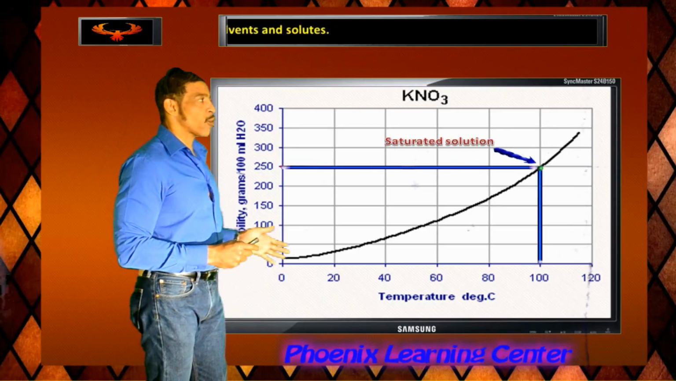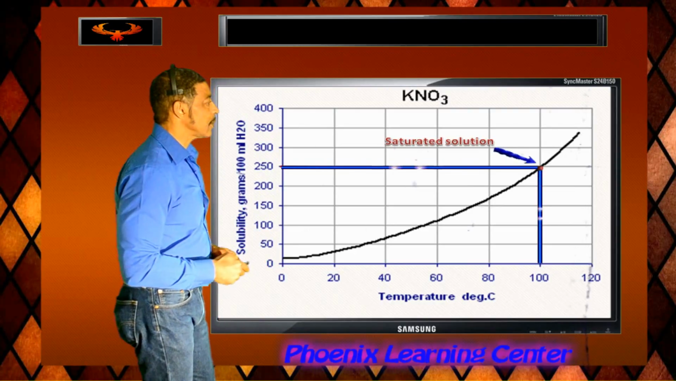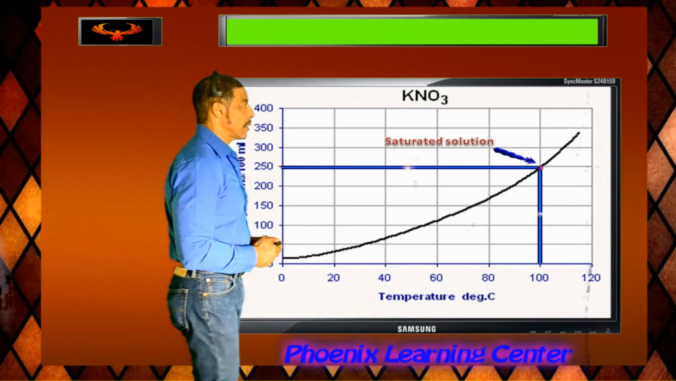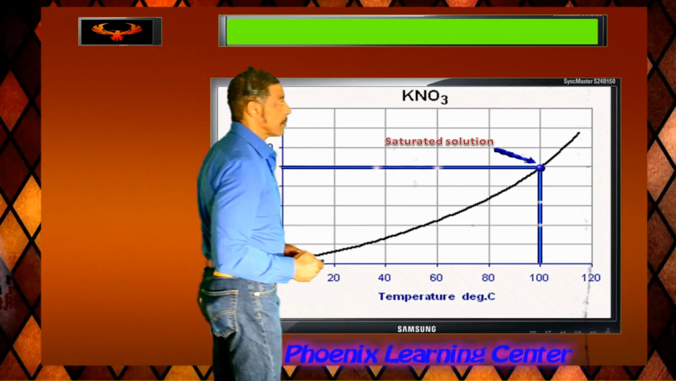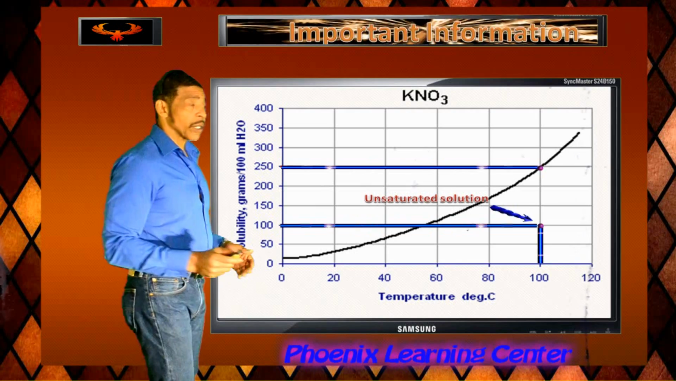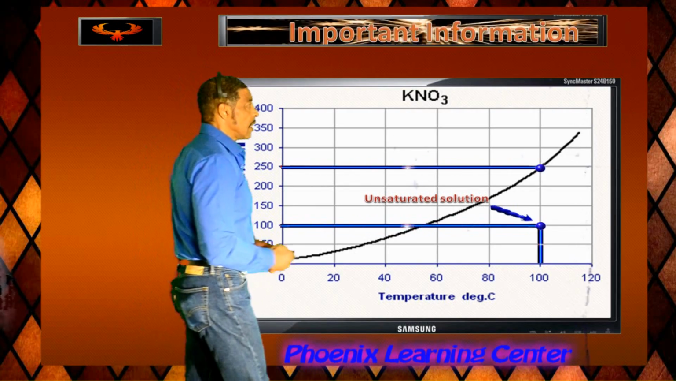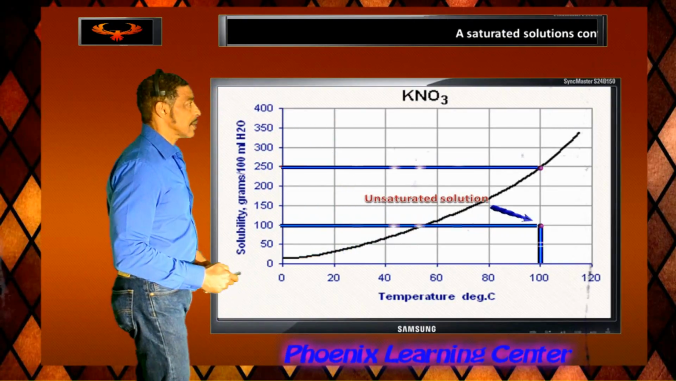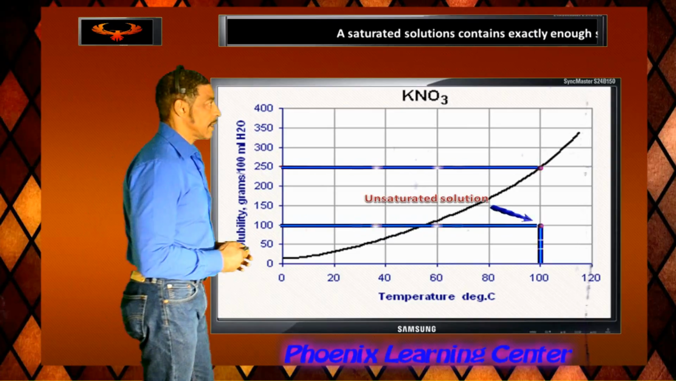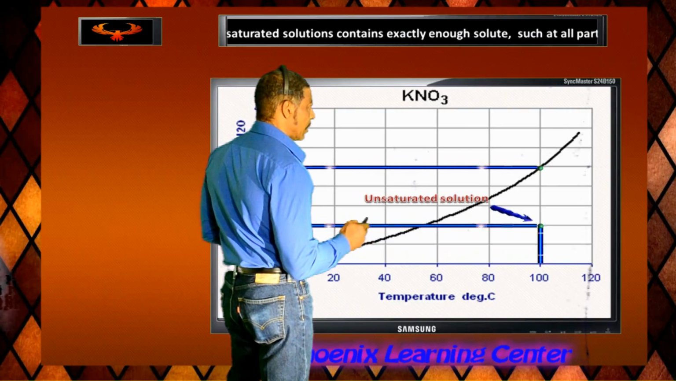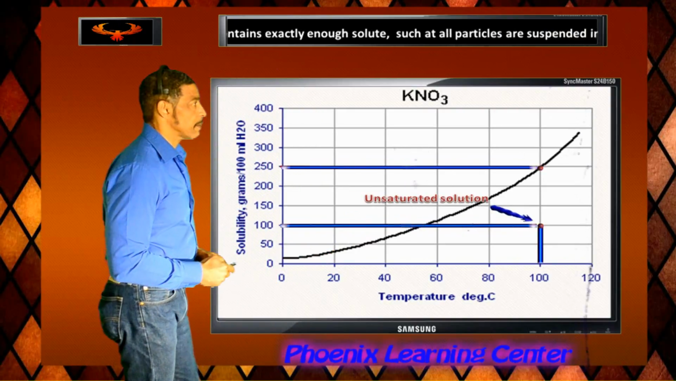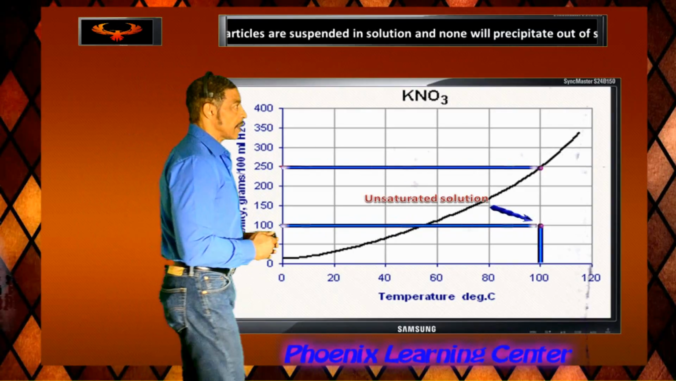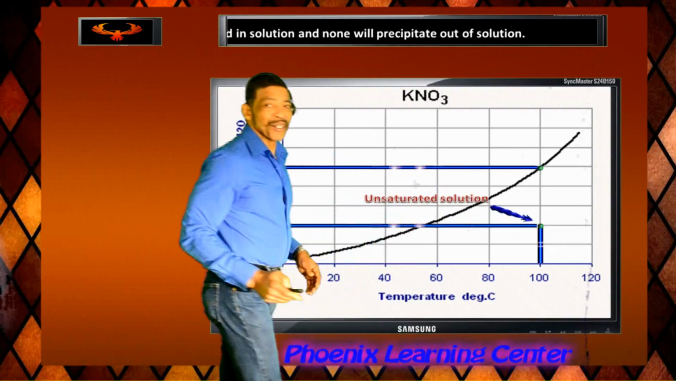This amount of salt will form what is called a saturated solution. A saturated solution contains the maximum amount of salt that can dissolve at a certain temperature. However, if only 100 grams of KNO3 is dissolved, the solution is not called a saturated solution. It is now called an unsaturated solution. An unsaturated solution will contain less than the maximum amount of salt that can dissolve at a certain temperature. For an unsaturated solution, the point on the graph will always be written below the saturation line, for obvious reasons.